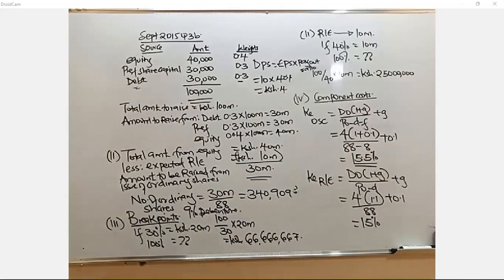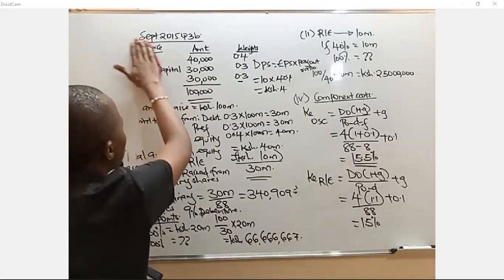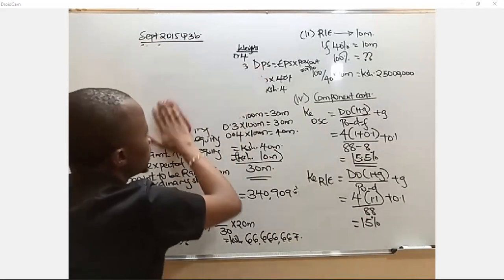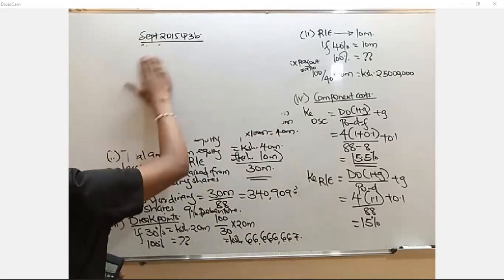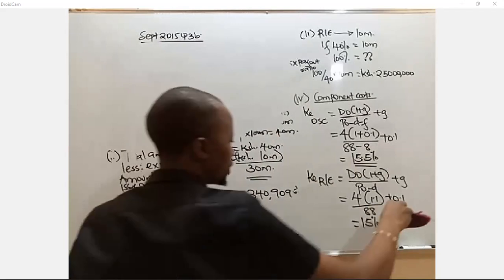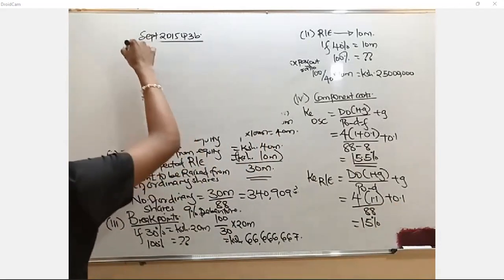From there, we need to proceed to the next one. Now we go to the cost of preference shares. Let me just follow that route. So let us do the preference share.